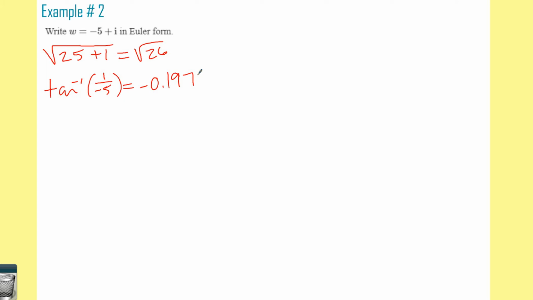Okay, so here we've got our angle and our modulus, but I want to talk about this one a little. If we were to graph that on the imaginary plane, we would get negative 5 plus 1, we would be over here. However, if we were to graph that angle, it is going to be down here. This angle is negative 0.197.